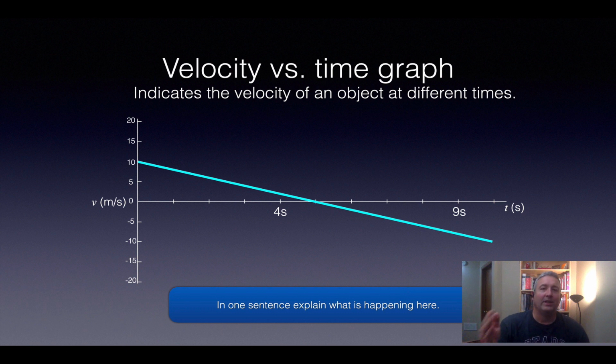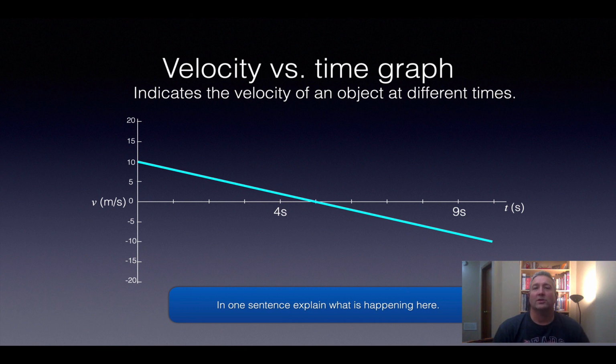So if we take one sentence to talk about what's happening here, an object going at 10 meters per second changes its velocity to negative 10 meters per second in 10 seconds. That's one sentence. Now, if we wanted to explain further, we would have to talk about how it actually reverses direction and what's going on there. We could also talk about it numerically and mathematically.